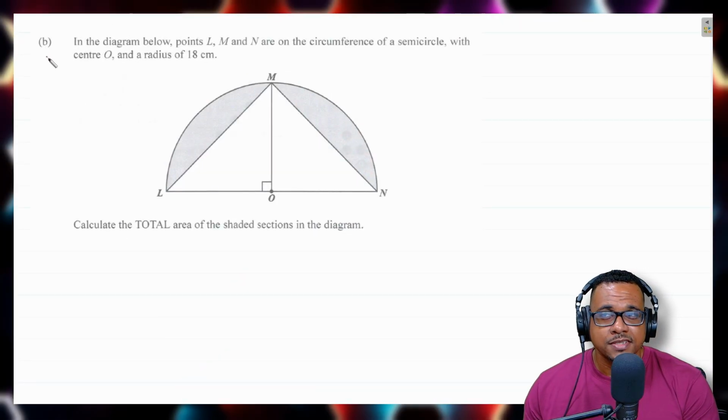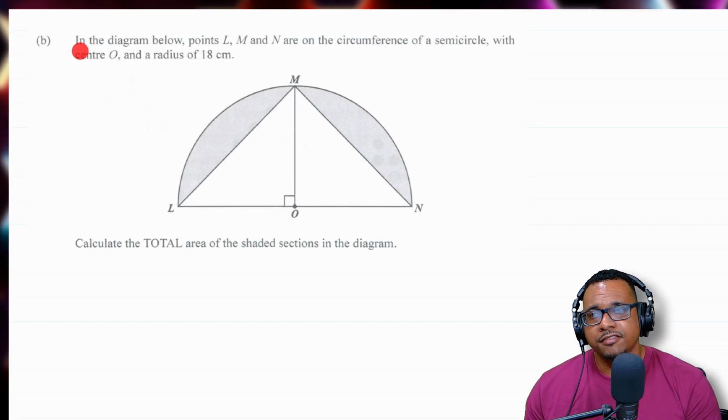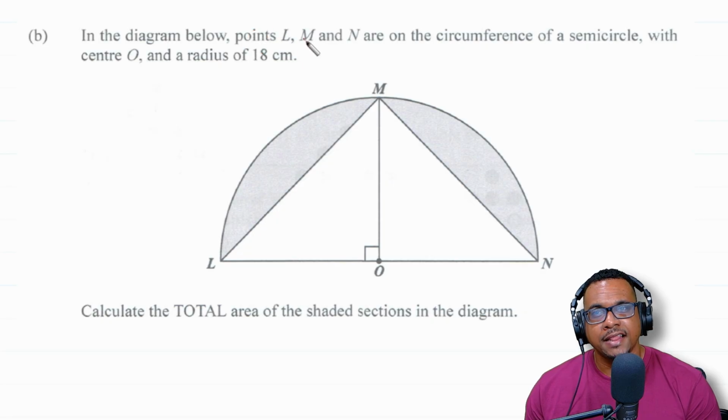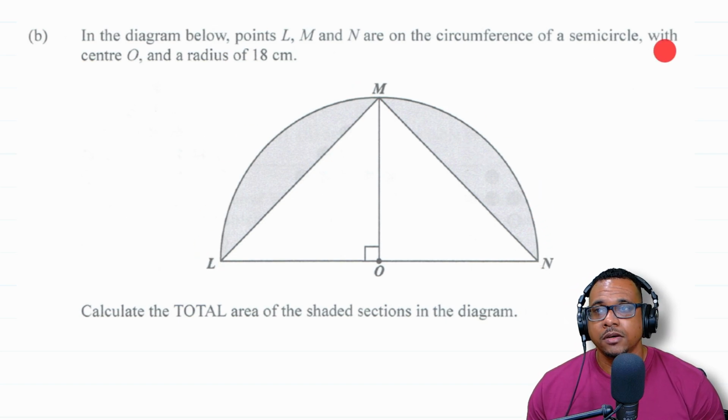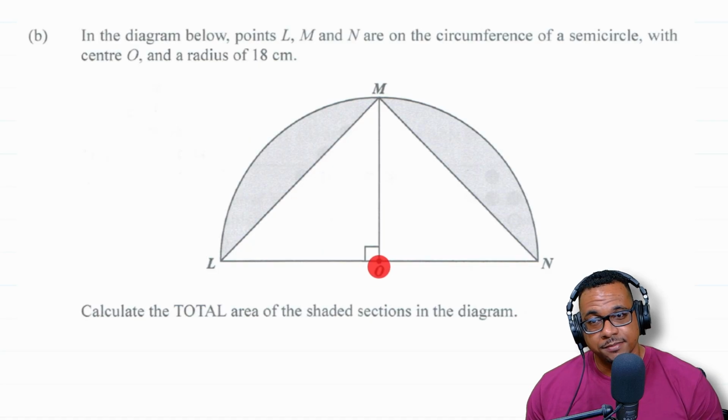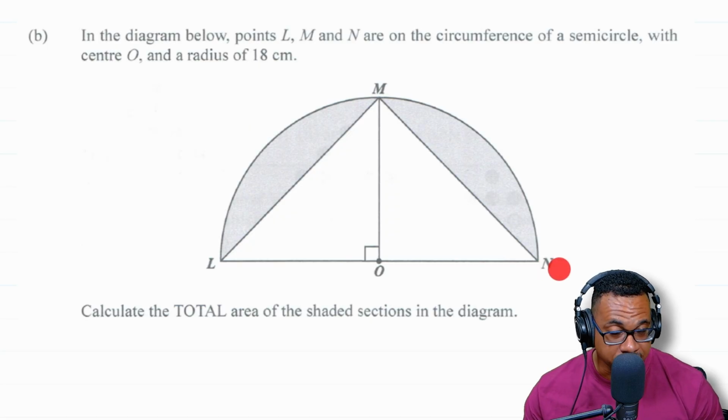So now moving on to question 6 part B, we have in the diagram below, points L, M, and N are on the circumference of a semicircle. So this here is a semicircle. L, M, and N are on the circumference of the semicircle with center O. So this is the center. So L to O is the radius, O to N is the radius, and L to N is the diameter.